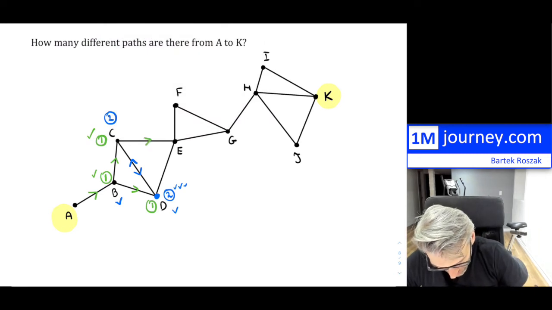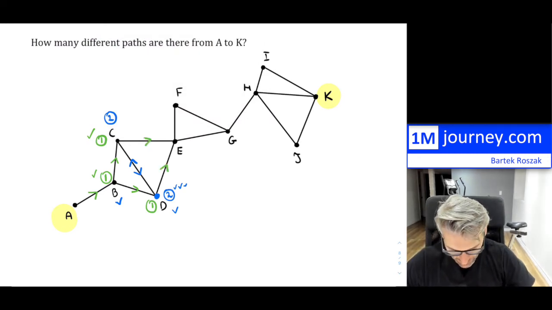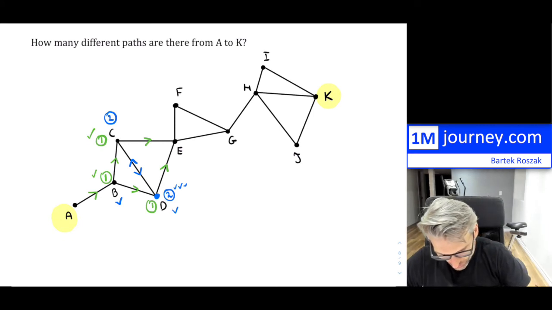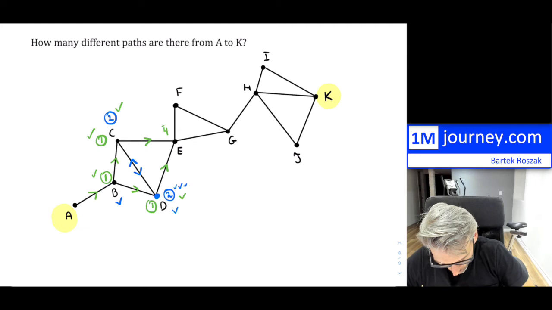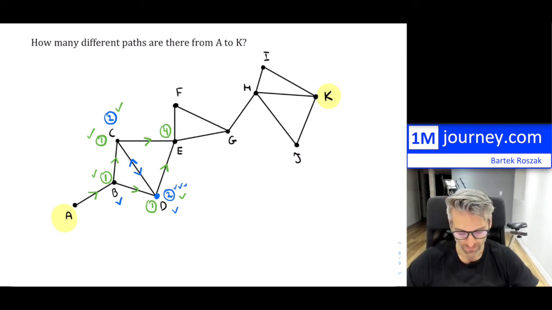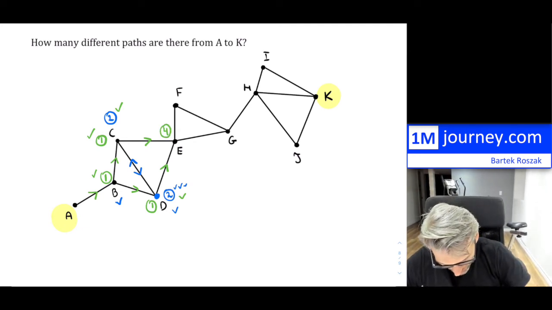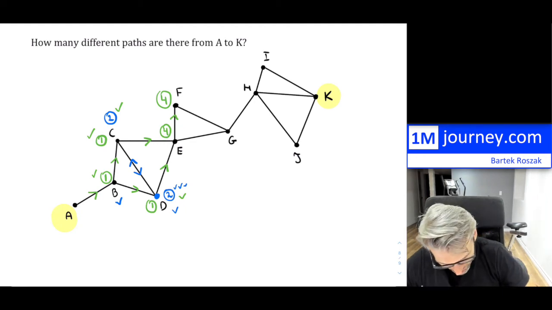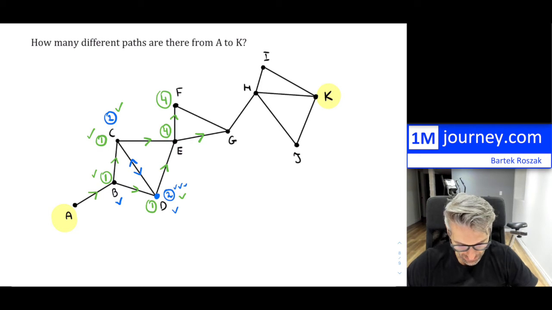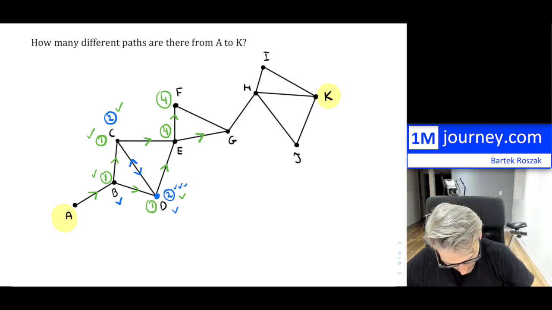Now to get to E, I can get to E from C and from D. There are 2 ways to get to C and 2 ways to get to D if I count all the paths. So that's 2 plus 2, which means 4 total ways to get to E. And now to get to F, there's only one way, so that would be just 4, in this direction. And then going in this direction, from E to G, this is also 4.